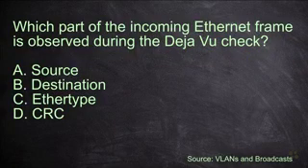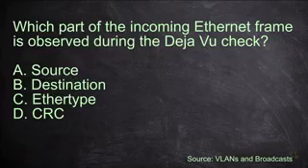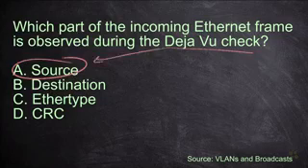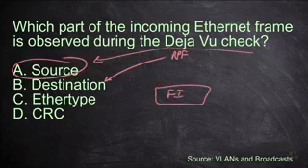Second question, which part of the incoming Ethernet frame is observed during the deja vu check? The answer here is A, the source. Remember, we have 2 different checks. We have the deja vu check, which checks the source, and then we have the RPF check, and the RPF check is checking the destination. When we're looking at a fabric interconnect, we want to make sure that if we're receiving a packet on one link, that it's not a packet that we already sent out via a different link.